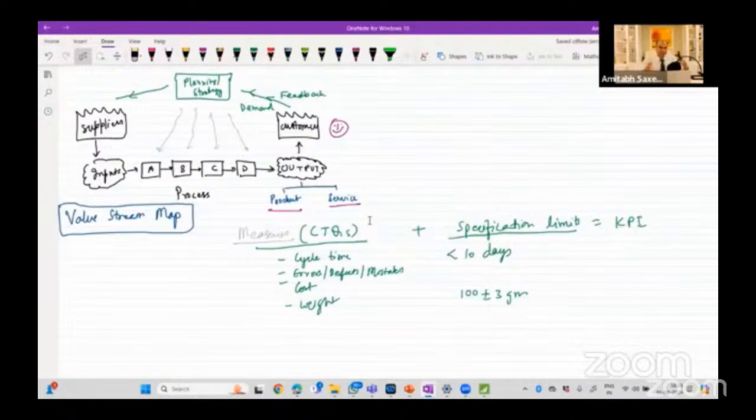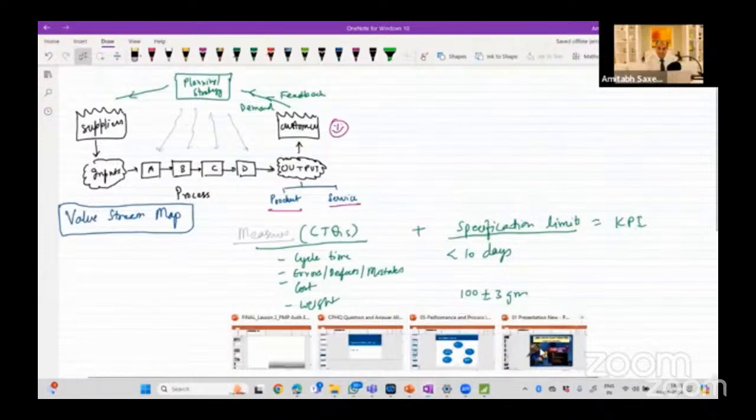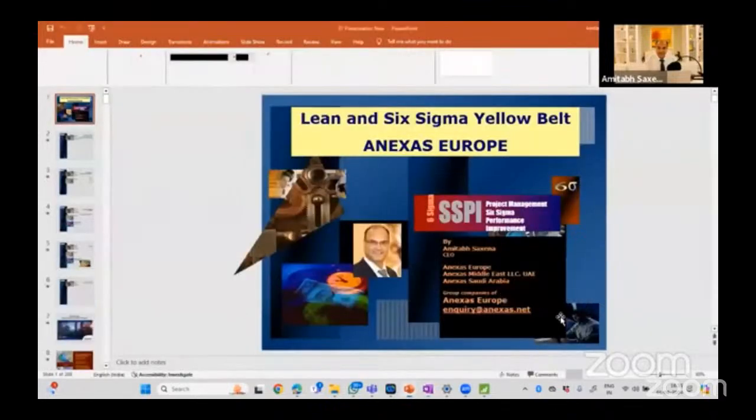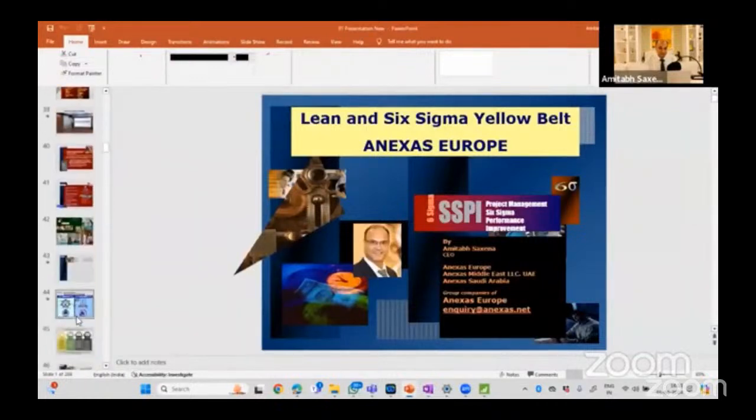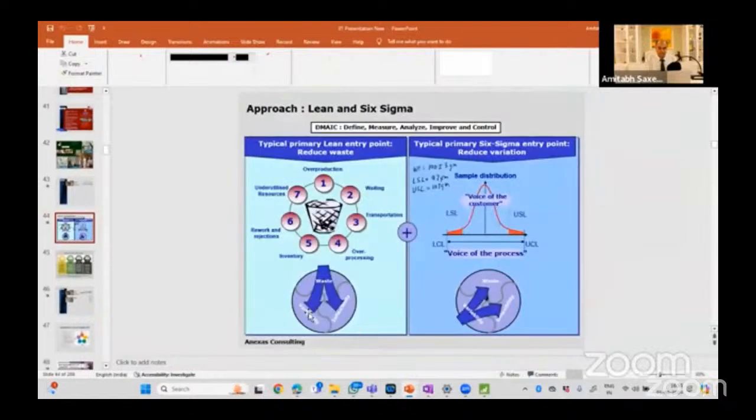One is by identifying the non-value added activities in the process, and another way is to reduce the variation in the process. So if I'm following the first one, which is reducing the non-value added activities in the process, I say that I'm using Lean approach.